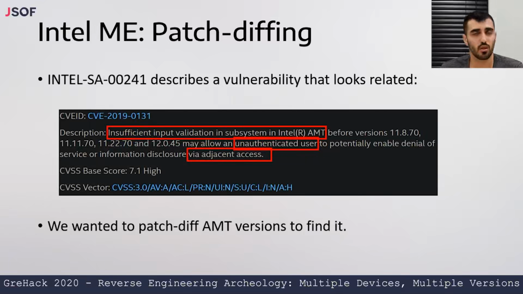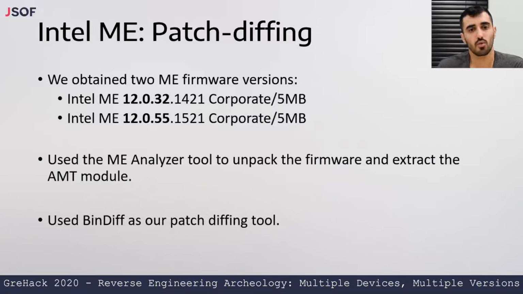So this looks very promising, and you see the CVSS score is high, and we wanted to patch diff the AMT versions to find the vulnerability, because we suspected this vulnerability lies in the Treck code, basically. So we obtained two ME firmware versions online, you can find them, and we wanted to patch diff between these two versions. We used the ME Analyzer tool to unpack the firmware and extract the AMT module, and we used BinDiff as our patch diffing tool.